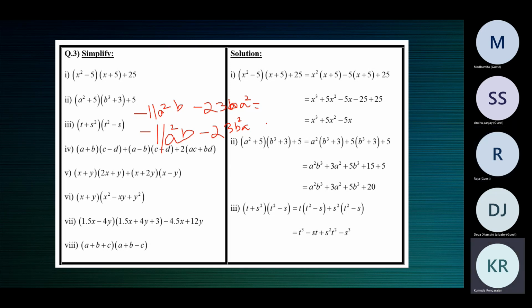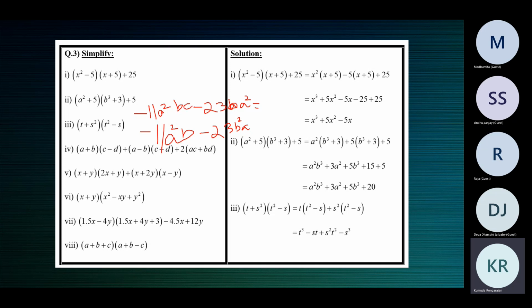Yes, ma'am. So you take up every letter and check the power also. If the letters and their powers are the same, they are like terms. If there's one extra letter also, they're not like terms.